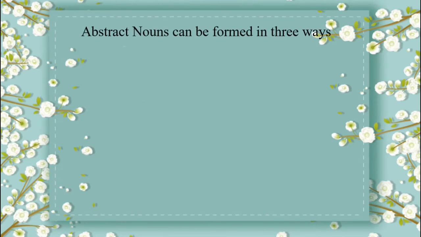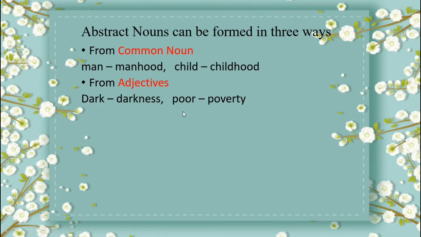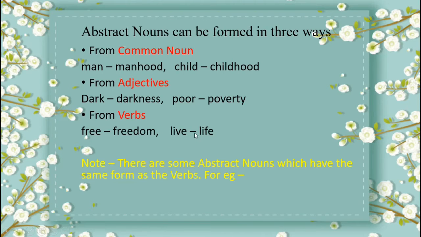Let's now understand the ways in which the abstract nouns are formed. Abstract nouns can be formed in three ways. First, from common nouns. The common noun man becomes manhood, child becomes childhood. From adjectives, the adjective dark becomes darkness and poor becomes poverty. From verbs, the verb free becomes freedom and live becomes life.